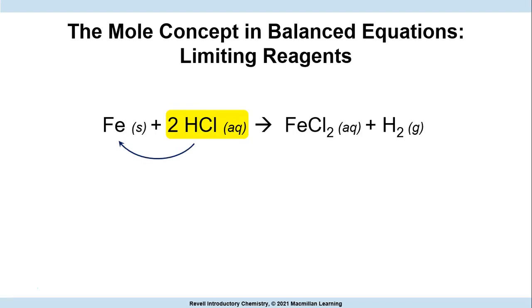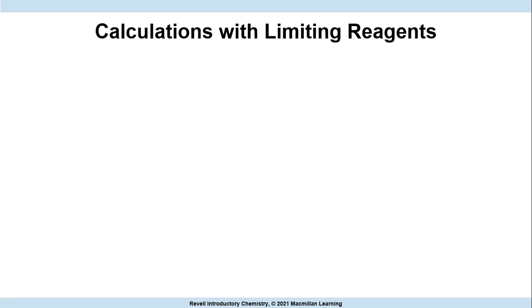Now, we already saw that if we use this balanced equation, if we know the moles of HCl, we can calculate the moles of iron as well as the grams of iron. We can calculate the moles of iron chloride, and we can calculate the moles of hydrogen. So let's look at the calculations now with limiting reagents. Before we start this calculation, we are going to start with a very simple example here.